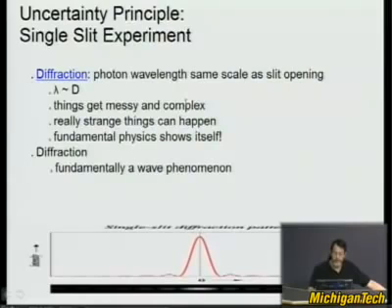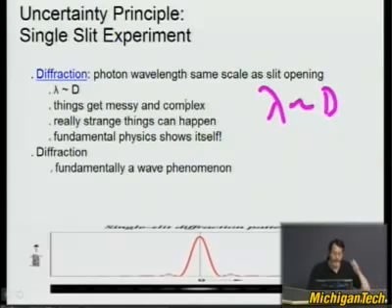Okay, the interesting cases are when lambda is on the order of d. Usually d is a few times lambda. So that's the most interesting case. At that point, things get a little messy and complex, and the real strangeness of quantum mechanics begins to come out, and the fundamental physics begins to show itself. So what you see is essentially diffraction, which is fundamentally a wave phenomenon.